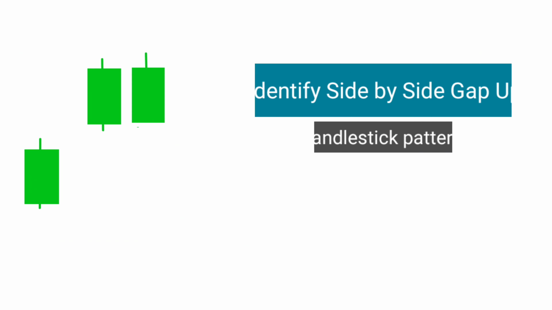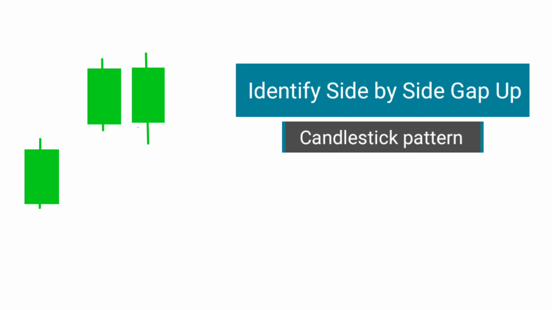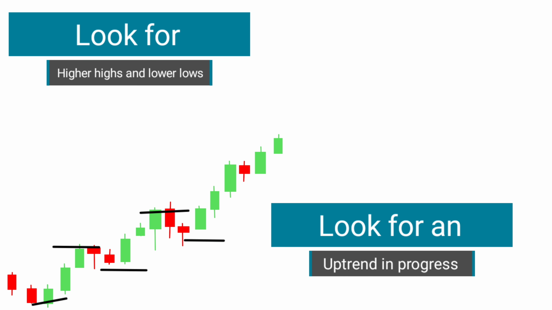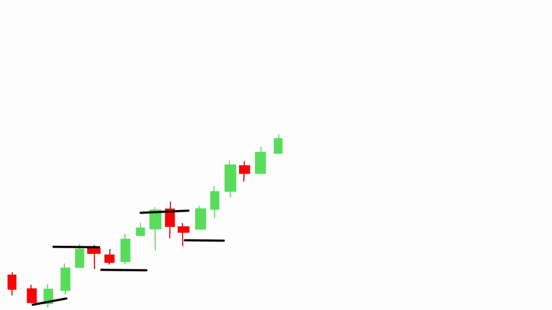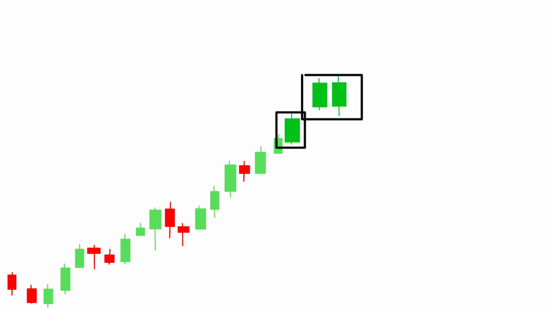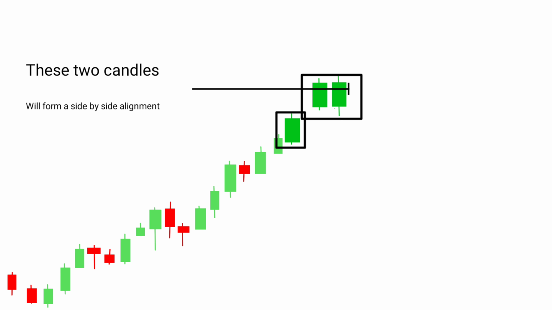To identify the side-by-side gap-up pattern, there are a few key criteria to look out for. First and foremost, we need to have an established uptrend in progress. This means that we want to see a series of higher highs and higher lows on the price chart. Next, we will be on the lookout for a white or green candle, which signifies the continuation of the upward price trend. This candle should be followed by two more white or green candles, forming a side-by-side alignment above the body of the first candle.